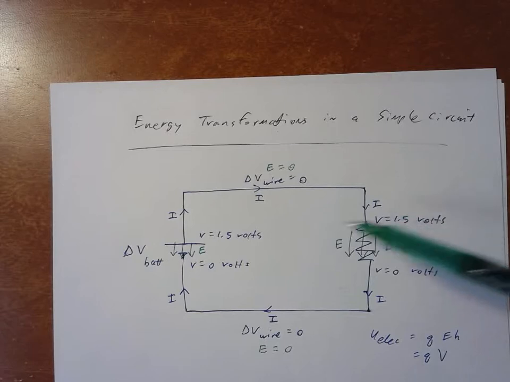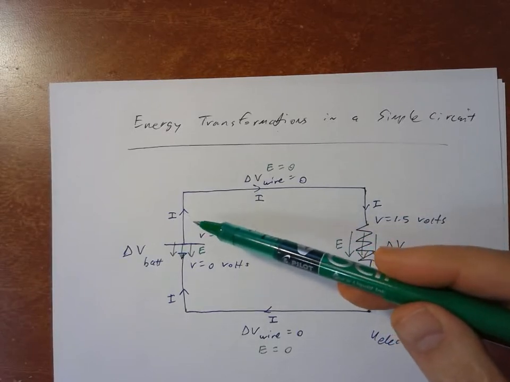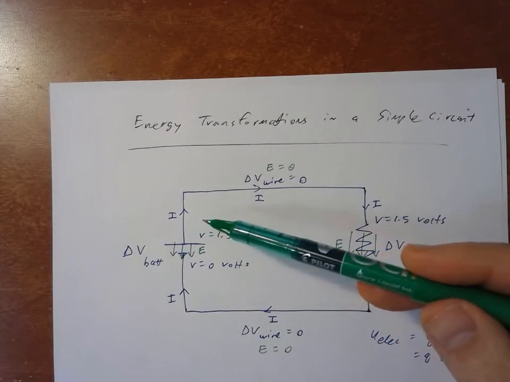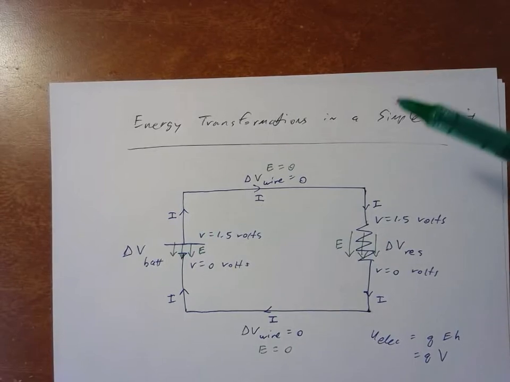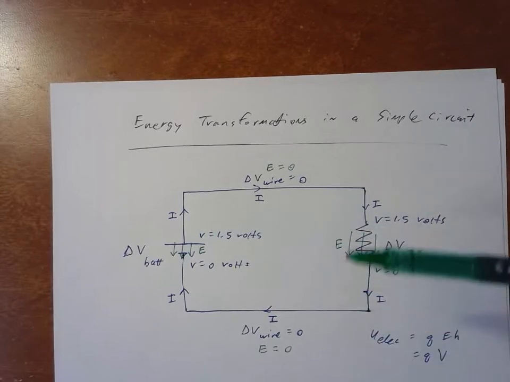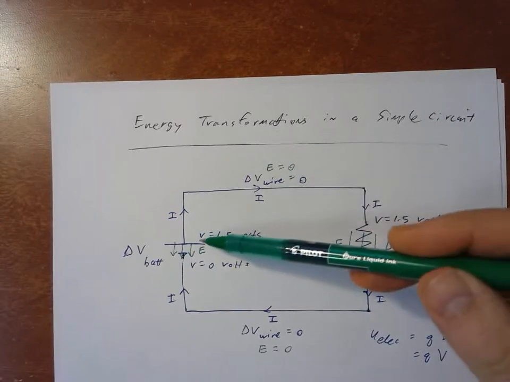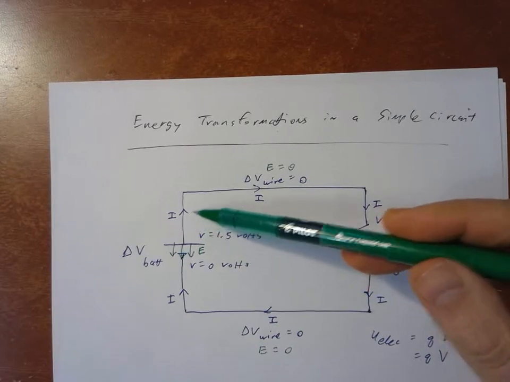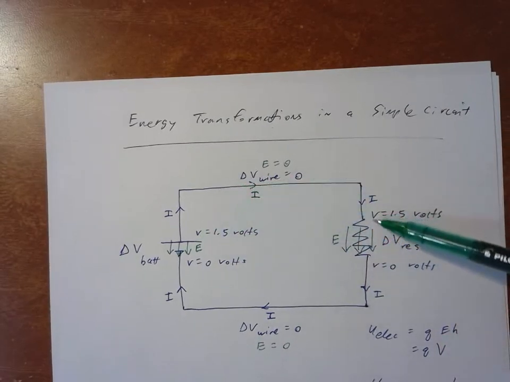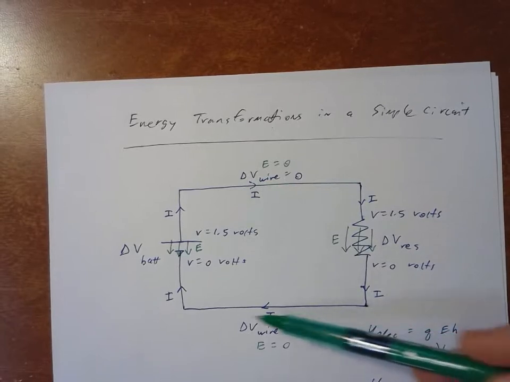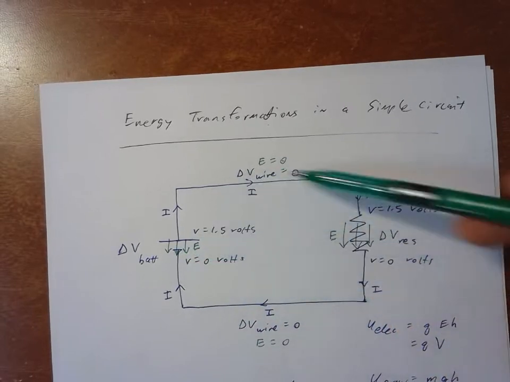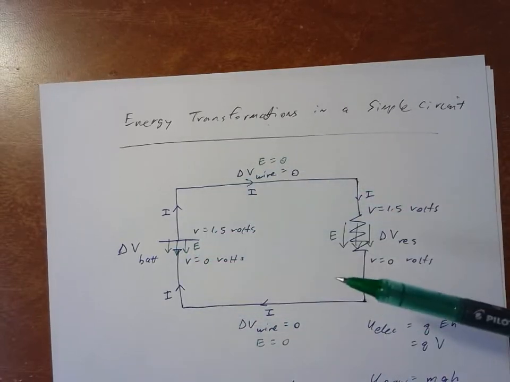I've also drawn the positive conventional current I, which represents the hypothetical flow of positive test charges around this circuit. They would be coming out of the positive end of the battery, traveling through the wires, through the resistor, and through the other wire back into the negative end of the battery, just flowing in a continuous loop.